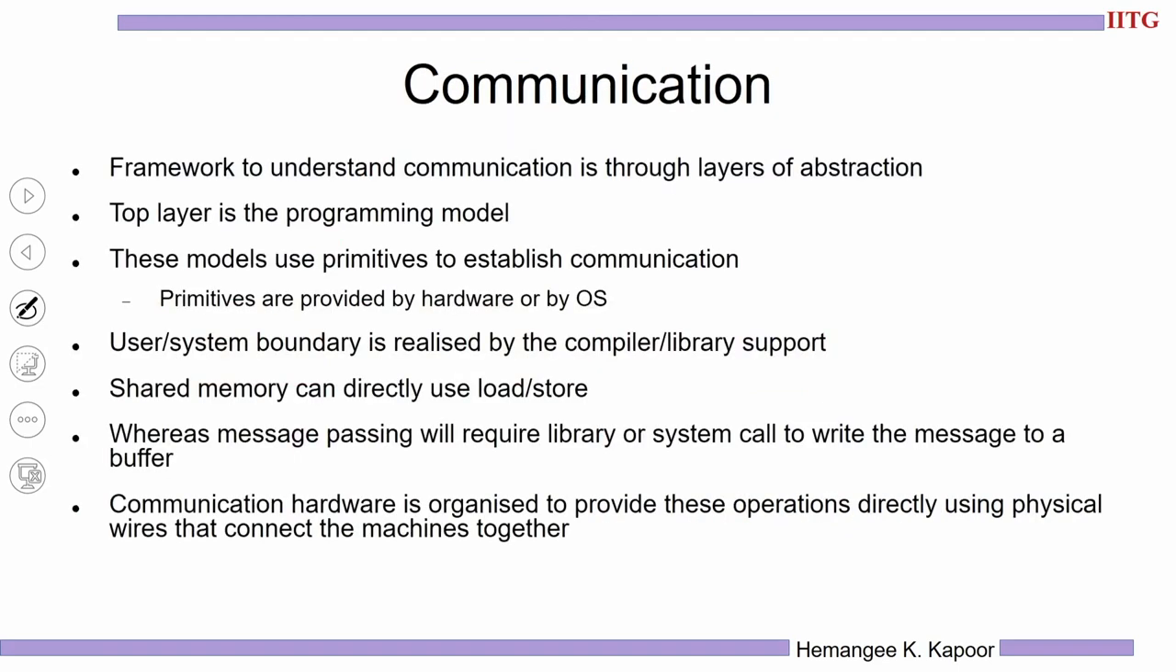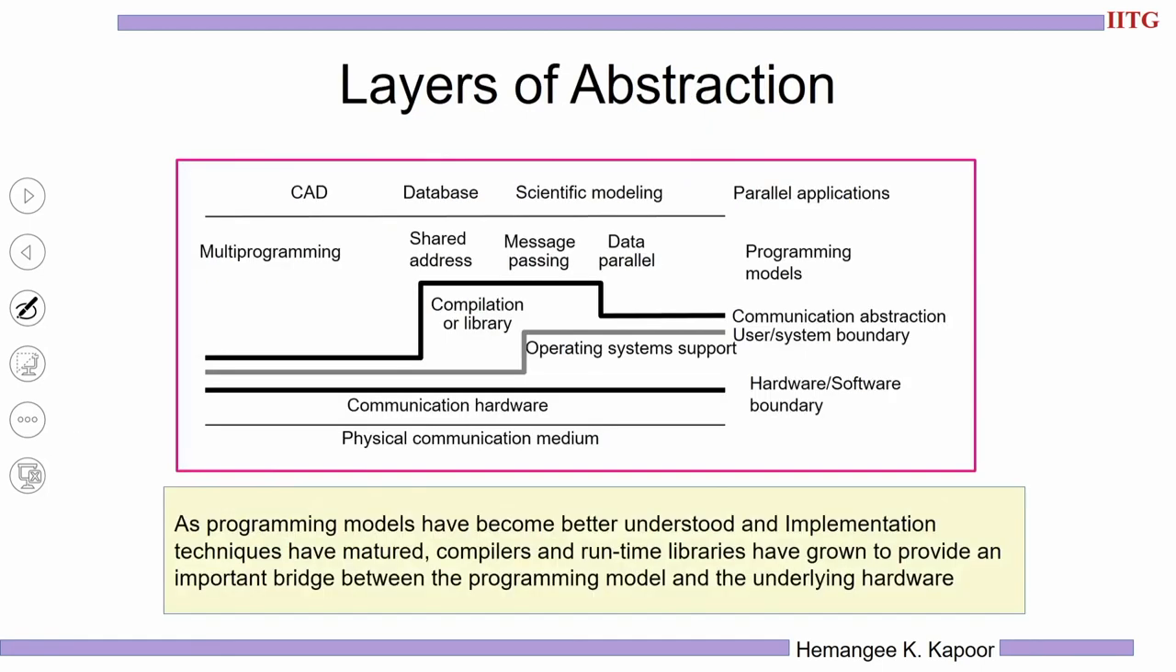So what is communication? To understand communication, let us see the layers of abstraction of a system. Here, this picture shows you the different layers of abstraction. At the top, you have the applications. Below the application are the programming models, and we have seen the programming models: shared memory, message passing, data parallel, right? And then multi-programming is a model where independent programs are running, so they don't need to communicate with each other, okay?